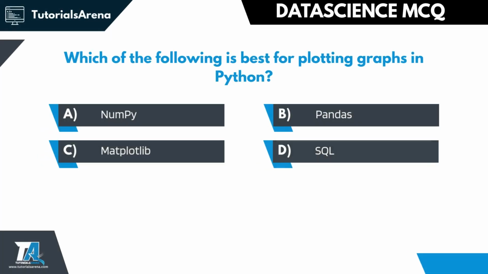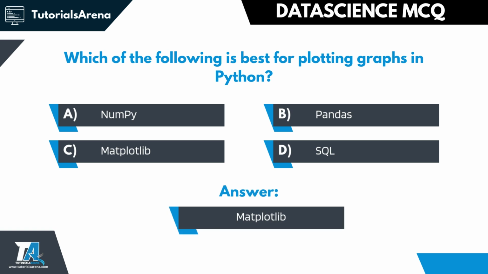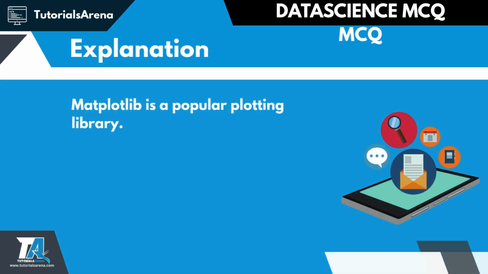Which of the following is best for plotting graphs in Python? The answer is option C, Matplotlib. Matplotlib is a popular plotting library.